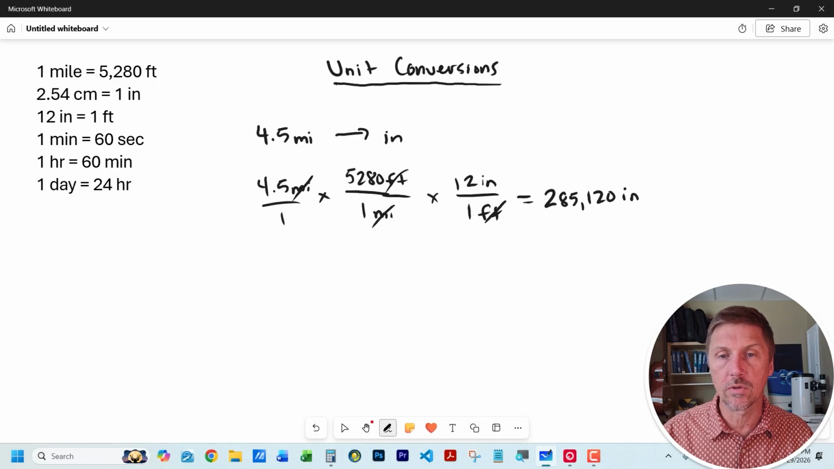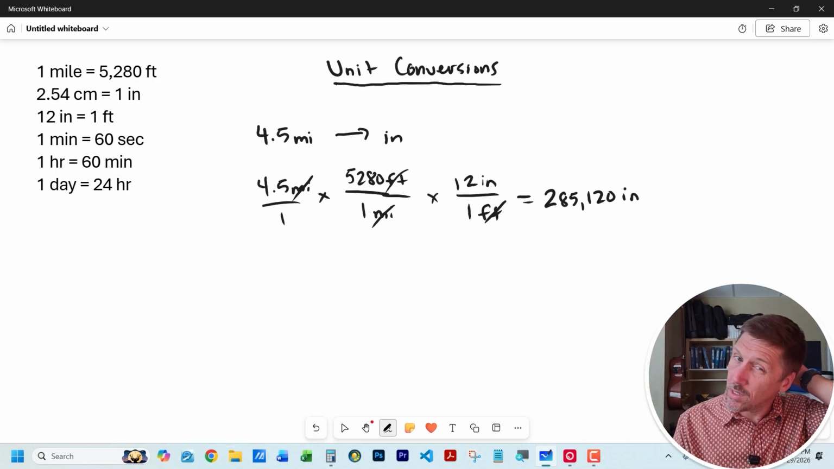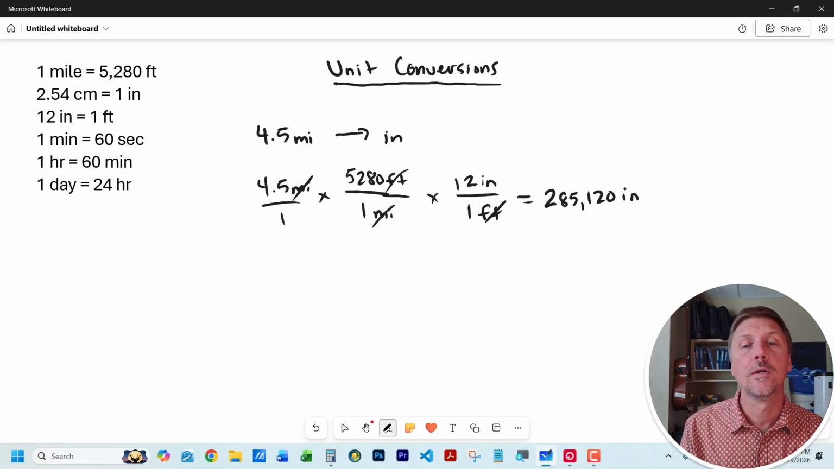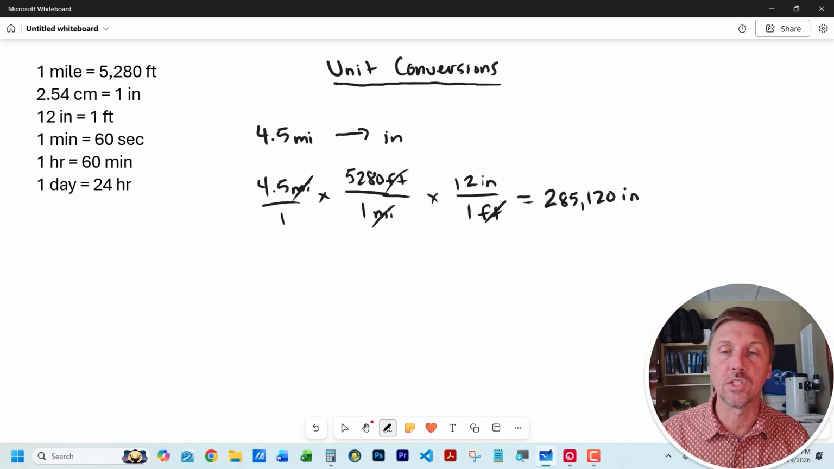285,120 inches, right? Again, that's the only unit that's left. All the other units canceled out. So we ended up with the unit that we wanted based on what the initial problem asked us to do. And we've done it. We've converted from miles, 4.5 miles to inches. This would be our answer.